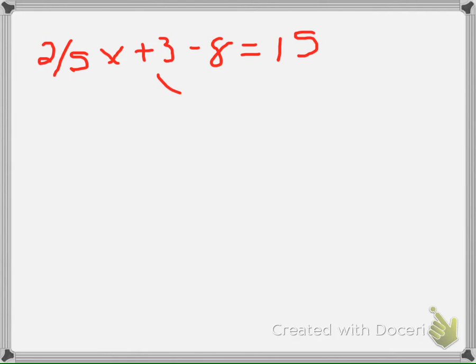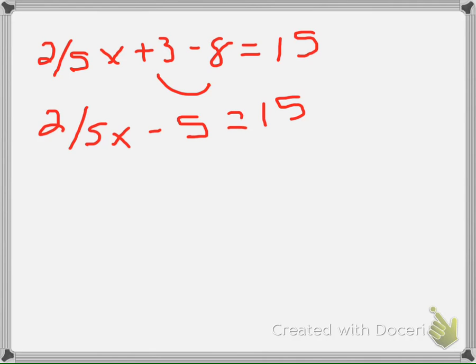Okay, first thing I do is combine like terms. 2/5 x, I'm just recopying that. It's not a like term. Just recopied it. My like terms are the 3 and the -8. If you add 3 plus -8, you get minus 5 equals 15. I need to get the x by itself. I start by adding 5 to both sides. Always undo addition and subtraction first.